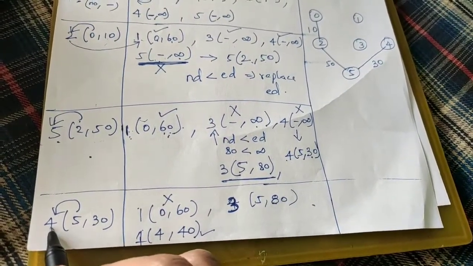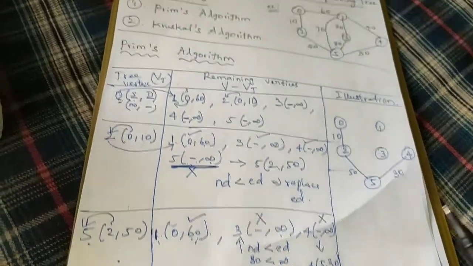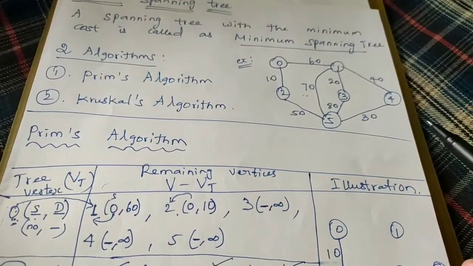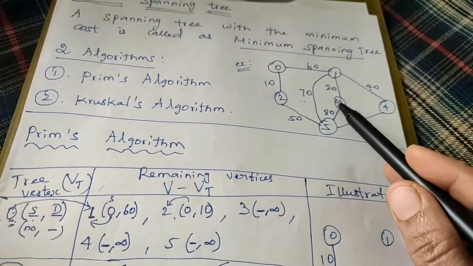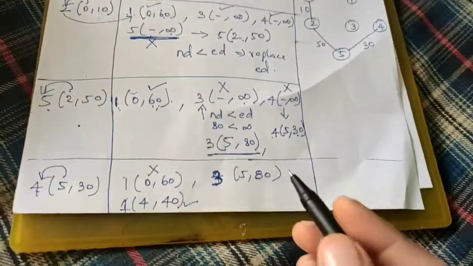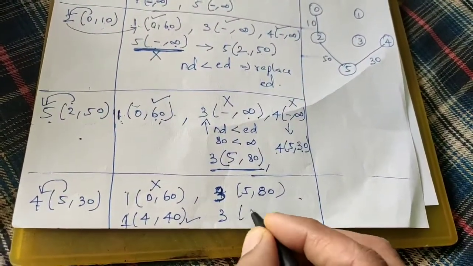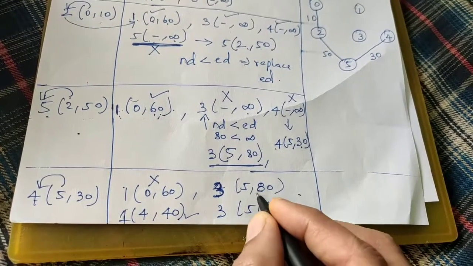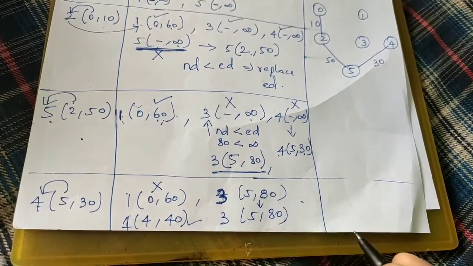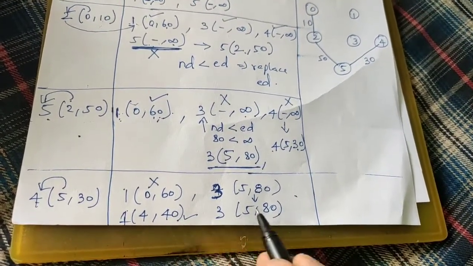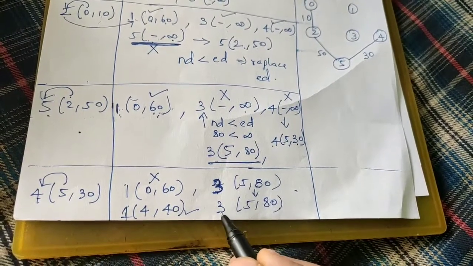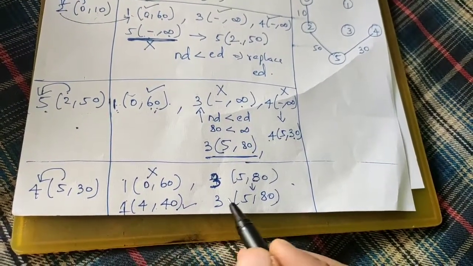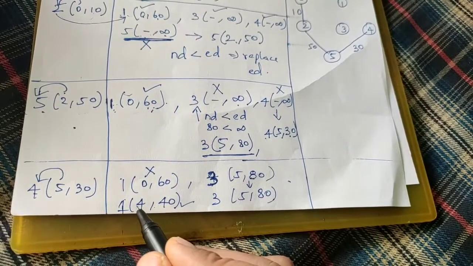Now visit from 4 to 3. Is it possible to visit 4 to 3? It is not possible to visit. So the distance of this remains as it is. The distance of this remains as it is. Now out of these two, which is having the minimum distance? The vertex 1 is having the minimum distance.